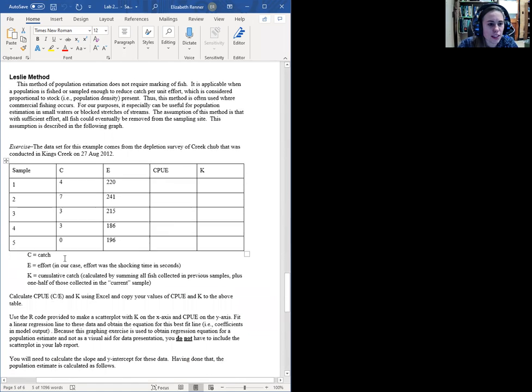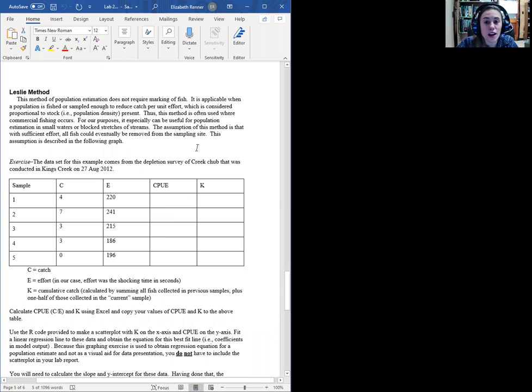All right, next up, we're going to use the Leslie method. So this is a cool population estimation method because it doesn't require you to mark fish, so much less work is involved. So it's applicable when a population is fished or sampled enough to reduce catch per unit effort, which is considered proportional to stock density or the population density present. So this method is often used where commercial fishing occurs because we know that as we sample or fish with commercial fishing, we are reducing catch per unit effort, right? We're taking fish out of the system. We're not just marking them and throwing them back in. So for our purposes, it's especially useful for population estimation in small waters or blocked stretches of streams.